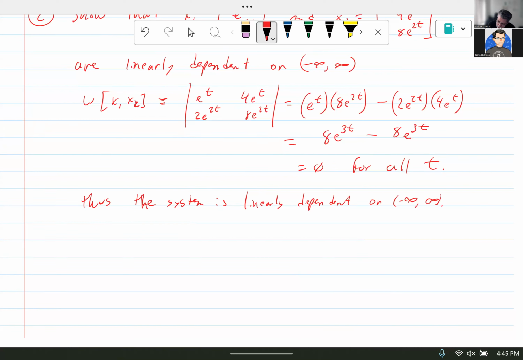We can also see that 4 times x1 is equal to x2 by inspection. And thus x2 is just a multiple of x1. So this checks that we set it up so that they would be linearly dependent, just to show that the Wronskian does work to prove that to be true.